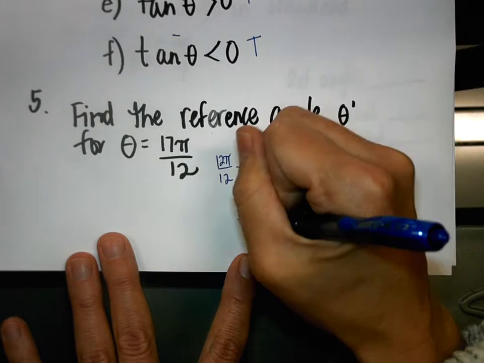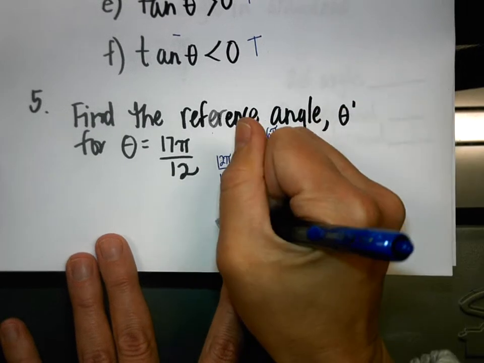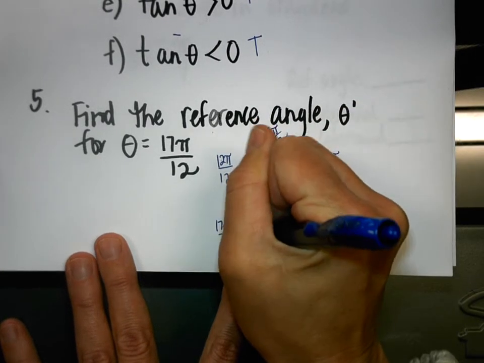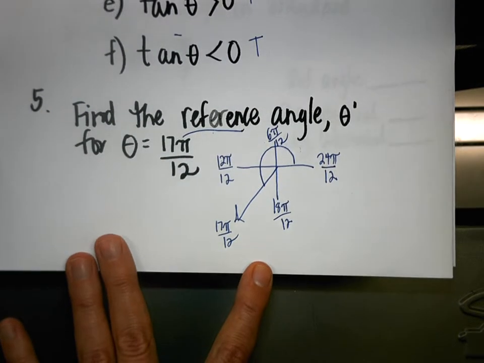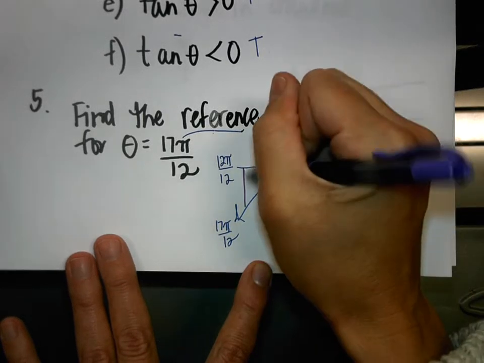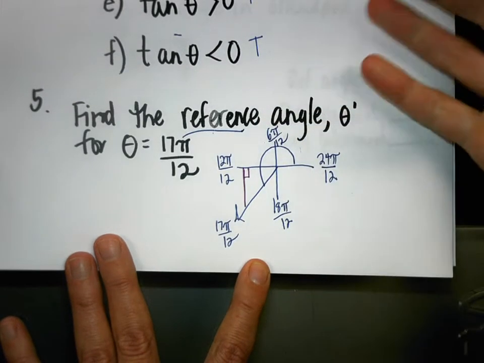So if we were to draw our angle in standard position, it would go there, and that is 17 pi over 12. Well, again, when we're dealing with reference angles, we know that, first of all, it's always positive. It's always going to the x-axis, and it's always less than 90 degrees. So in this case, 90 degrees is actually 6 pi over 12. So we know it's going to end up being less than 6.